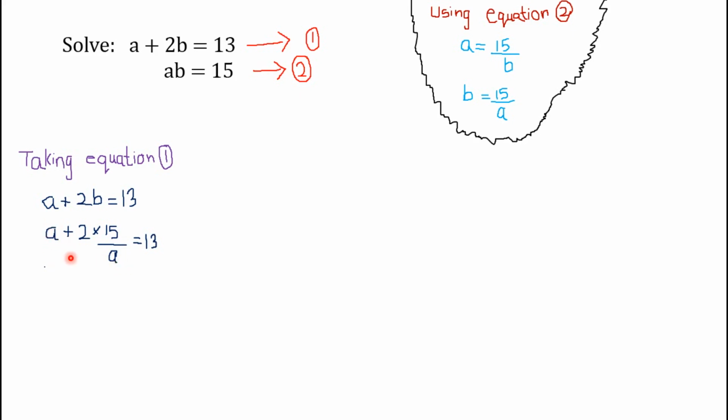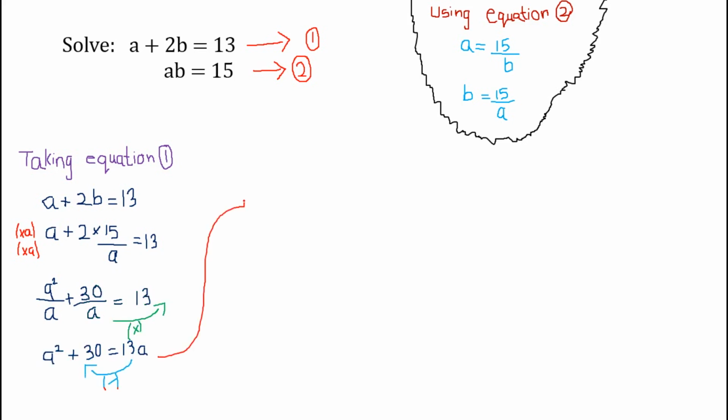Now you can see the operator is plus. Also the denominator isn't equal. So to make it equal, I'll multiply both the numerator and the denominator by a, because when we make a change in the numerator, the same changes should be applied to the denominator as well. Then we get a squared plus 30 divided by a equals 13. Taking the denominator a to the right hand side, we end up getting a quadratic equation as a squared minus 13a plus 30 equals 0.